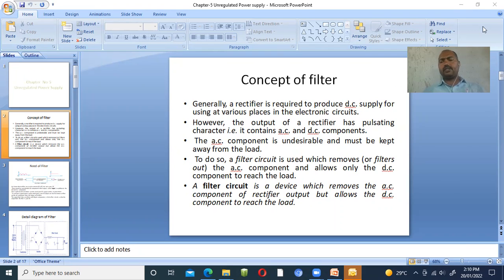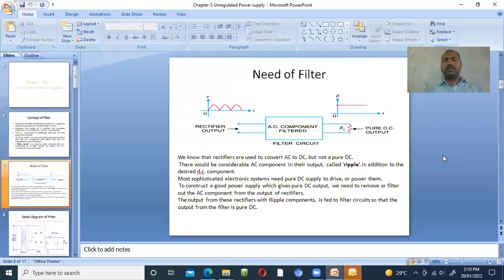These are the revised parts we have seen again. The need of a filter: why do we need a filter? We know that a rectifier is the device which converts the AC voltage into DC, but that DC is not pure DC, it is pulsating DC. This is the diagram of the pulsating DC component. This is the rectifier output, which may be pulsating DC, meaning it has some AC component, so it should be applied to the filter circuit.